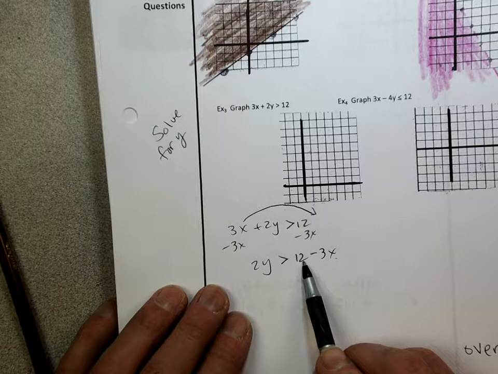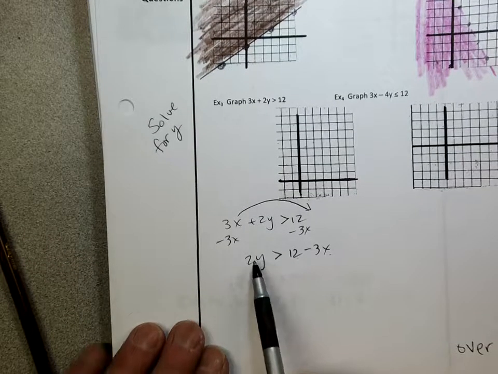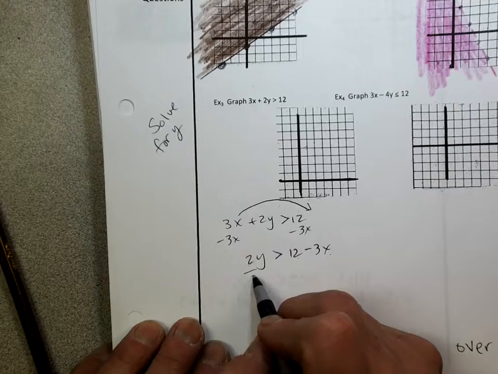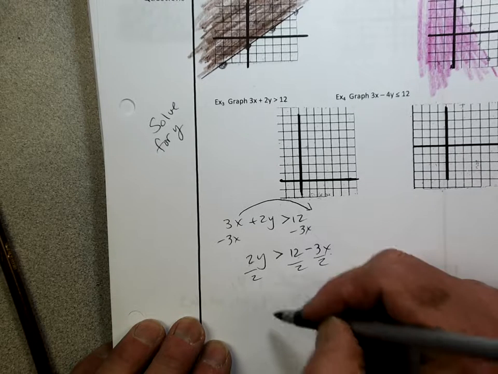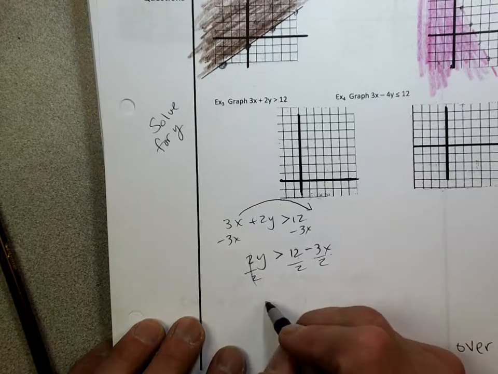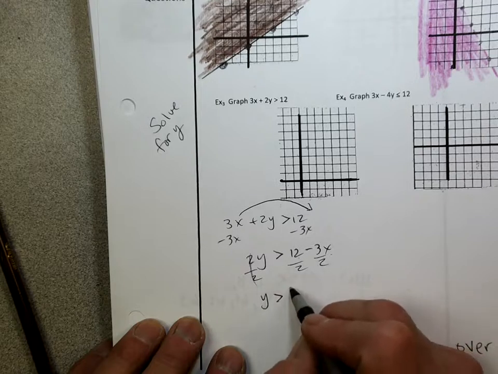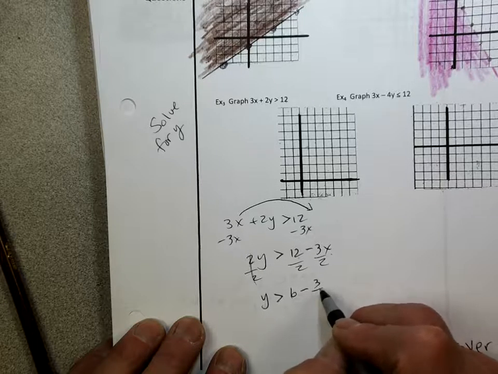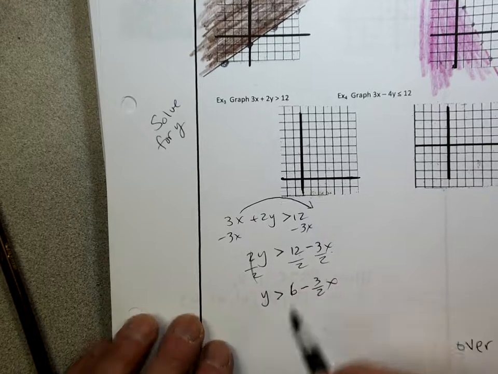You cannot subtract them. Okay, still, though, I don't have y by itself, so I'm going to divide by 2, divide by 2, right? So that cancels and I have y is greater than 6 minus 3/2 x. All right, that I can graph.